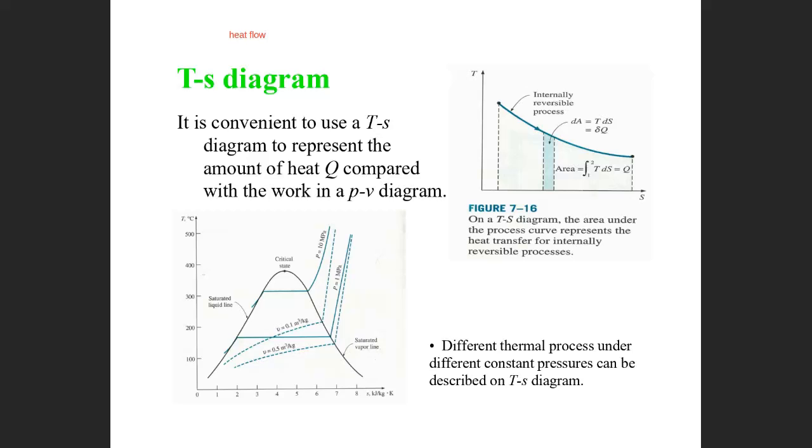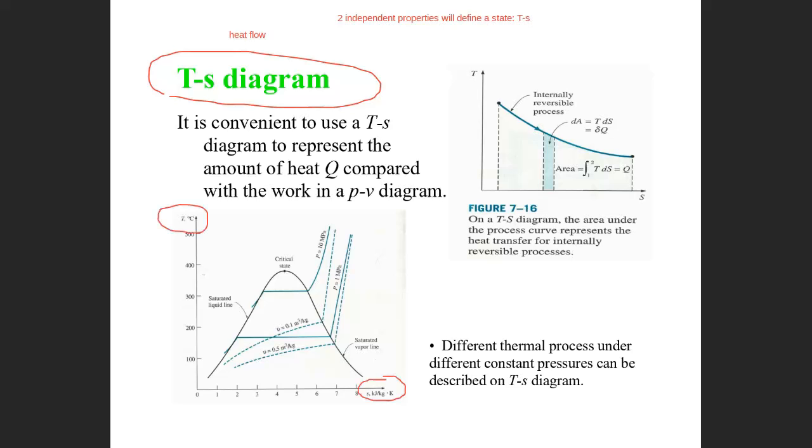So if we know the temperature and entropy together, we can also define the state. In the future, we will see that the temperature-entropy diagram with two properties is very popular. When we study heat engines, the processes are very common. So let's have a look at the temperature-entropy diagram.